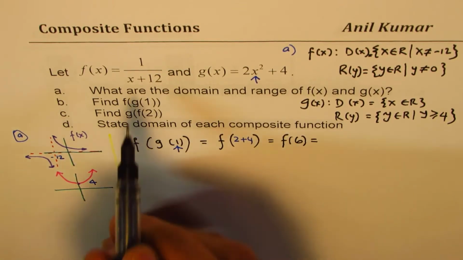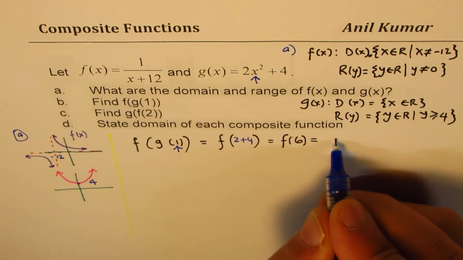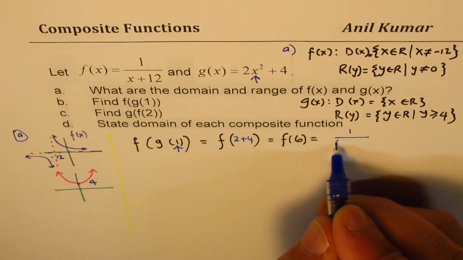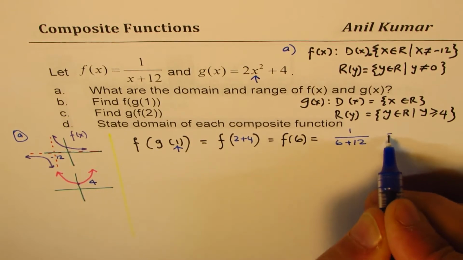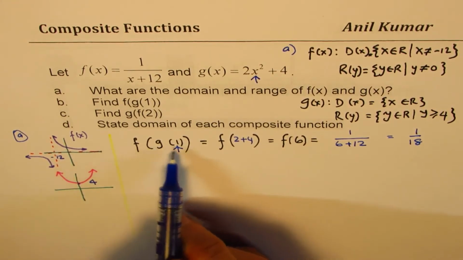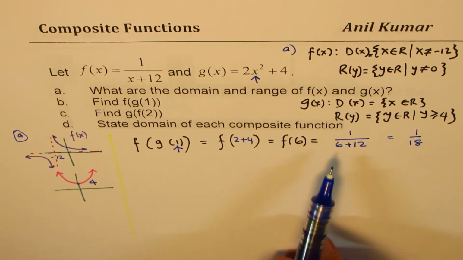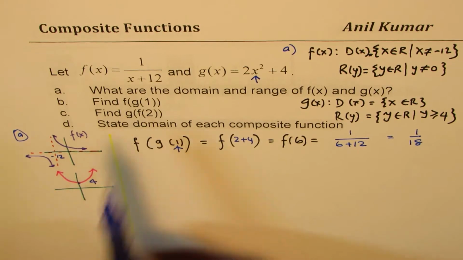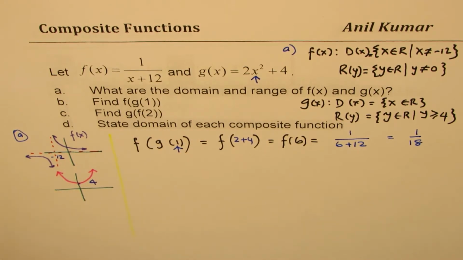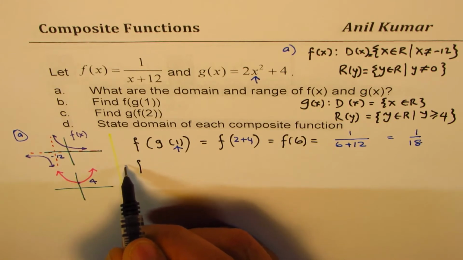Now I have to substitute 6 here. You get an idea? So if I substitute 6 here, I get 1 over 6 plus 12, and it is 1 over 18. So f of g of 1 is 1 over 18. Is that clear? You can actually pause the video and try the second one, which is very similar, right?